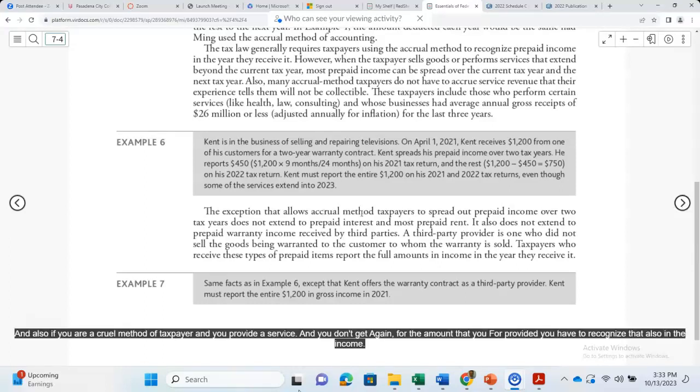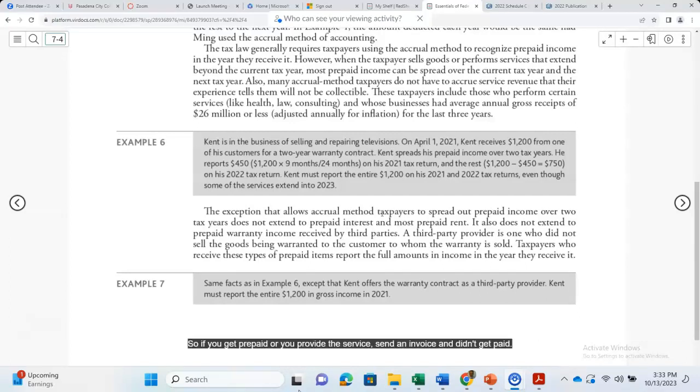And also, if you are an accrual method taxpayer and you provide a service and you don't get paid, again, for the amount that you provided, you have to recognize that in income also. So if you get prepaid, or you provide the service, send an invoice and didn't get paid, either way, you have to recognize the revenue. If for some reason the person never pays you, you take it as a loss. Then later on, you write it off as a bad debt expense.